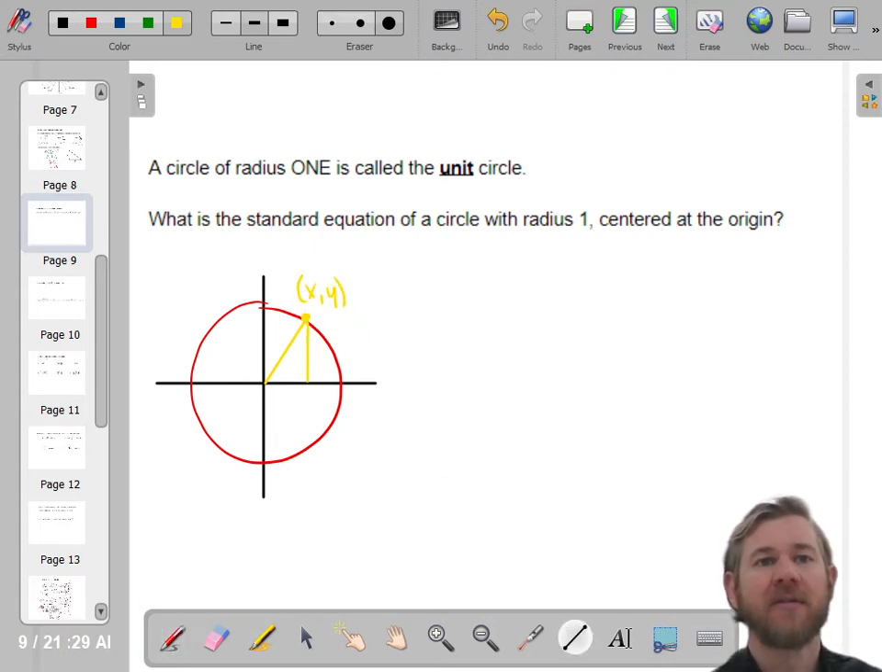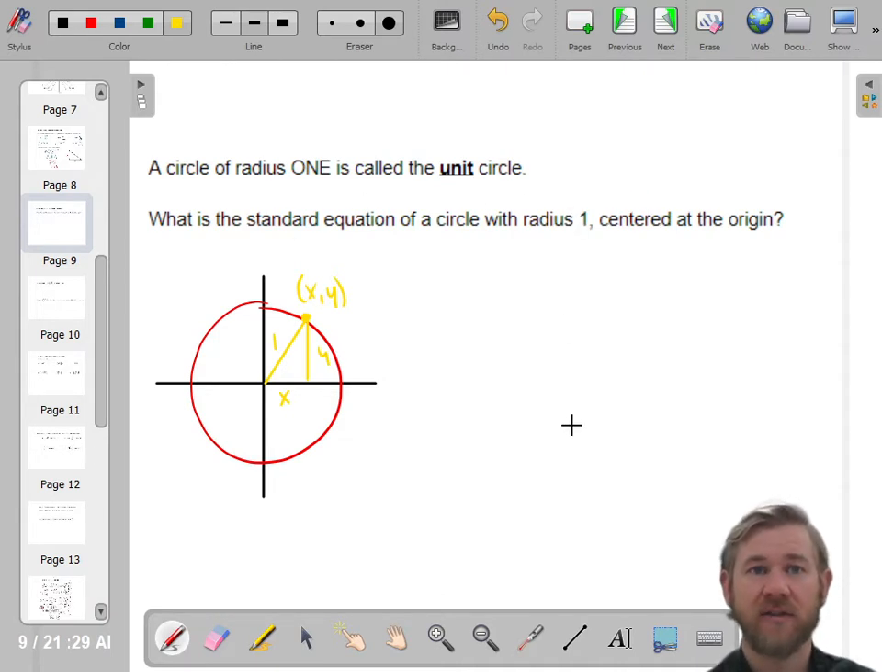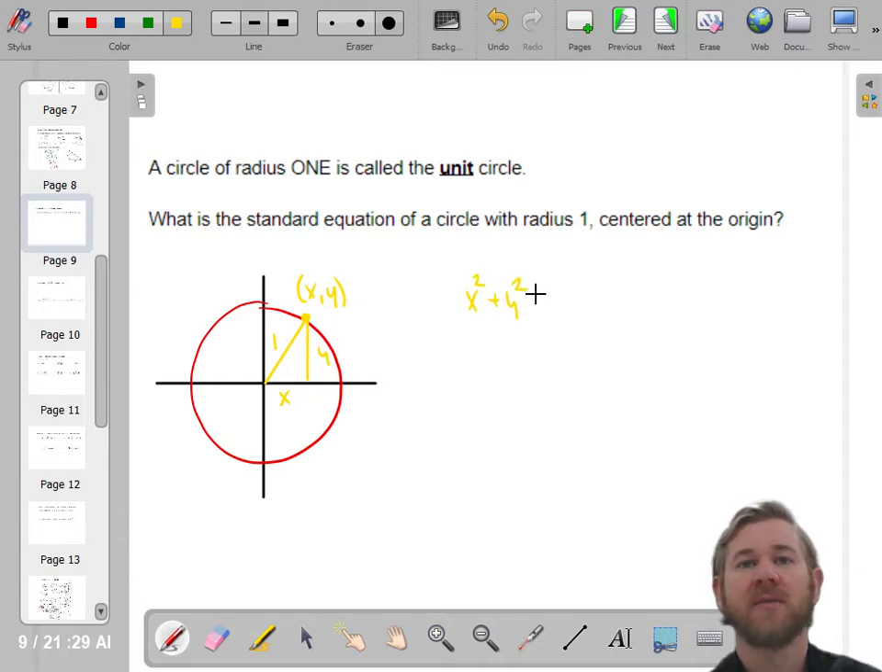You drop an altitude, you have an x coordinate, and you have a y coordinate. We know the hypotenuse is 1. So when I say what's the equation of a circle with radius 1, we're doing the Pythagorean theorem. X squared plus y squared equals 1. The equation of a circle is the Pythagorean theorem here. X squared plus y squared equals 1 squared.